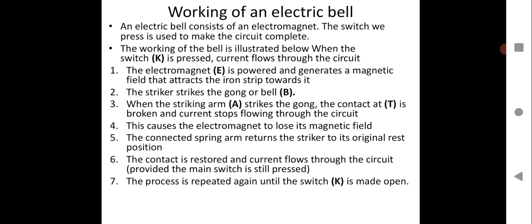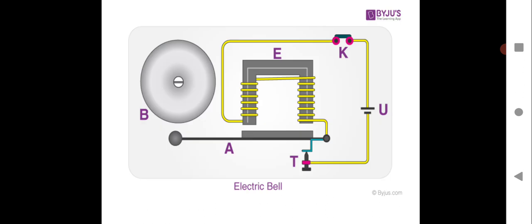The working of the bell is illustrated below. When the switch key is pressed, current flows through the circuit. Please draw the diagram, children. Then this explanation will become clear to you all, because whatever is labelled in the diagram is explained in these steps. How does an electric bell work? The first point: the electromagnet E is powered and generates a magnetic field that attracts the iron strip towards it. Here you have electromagnet E, the U shape you can see.